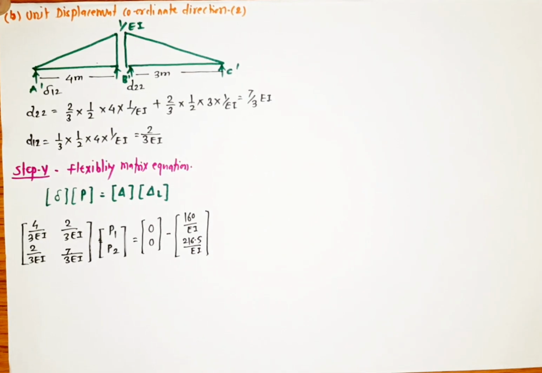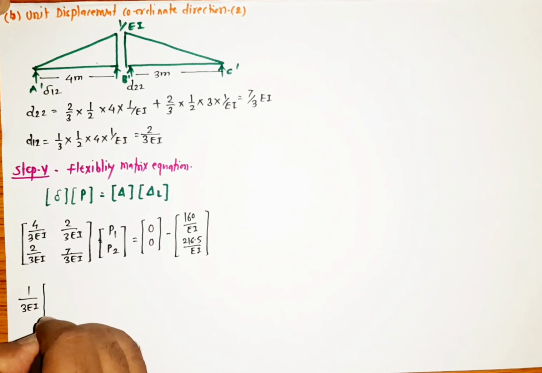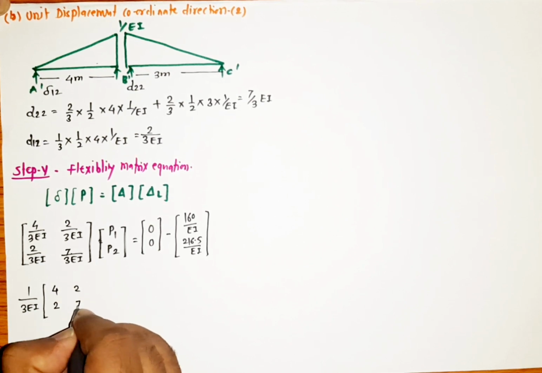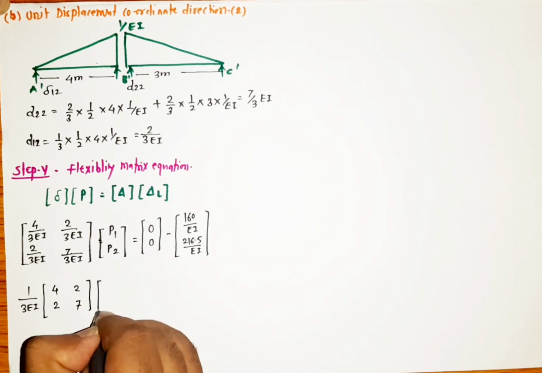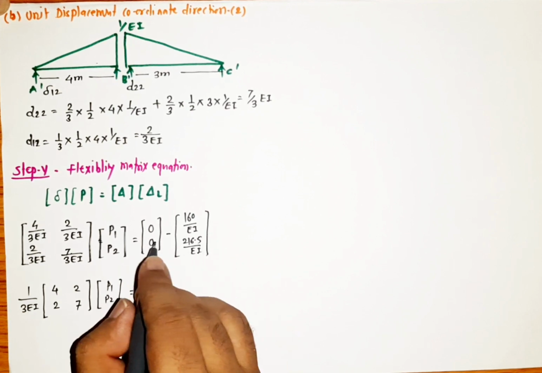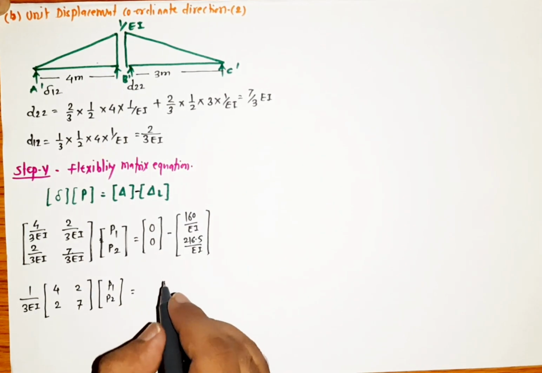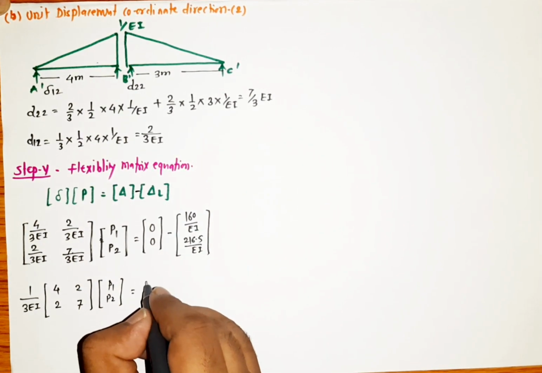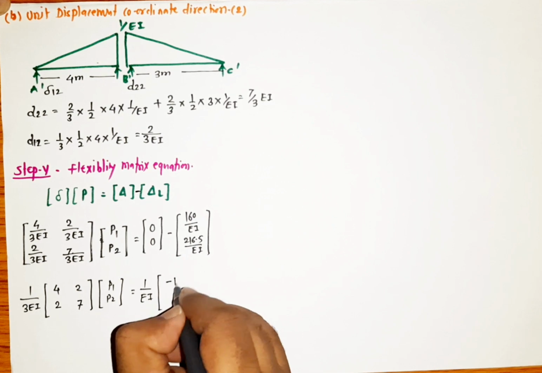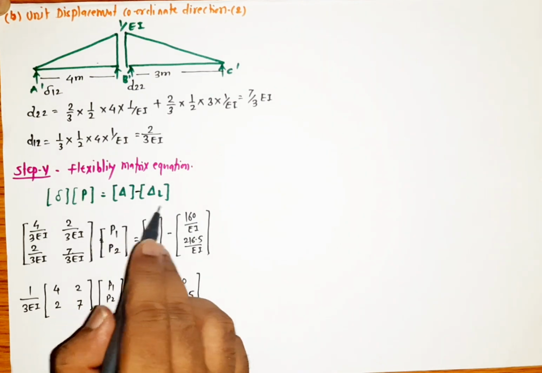Now we need to solve this equation, and whenever we want to solve, let us take a common 1 upon thrice of EI, then inside will be 4 2 2 7. We want to find out P1 and P2. These are the final values which we need. Then this is delta minus delta L matrix. Take common 1 upon EI, which will give us minus 160 and minus 216.5. This is the delta minus delta L matrix.